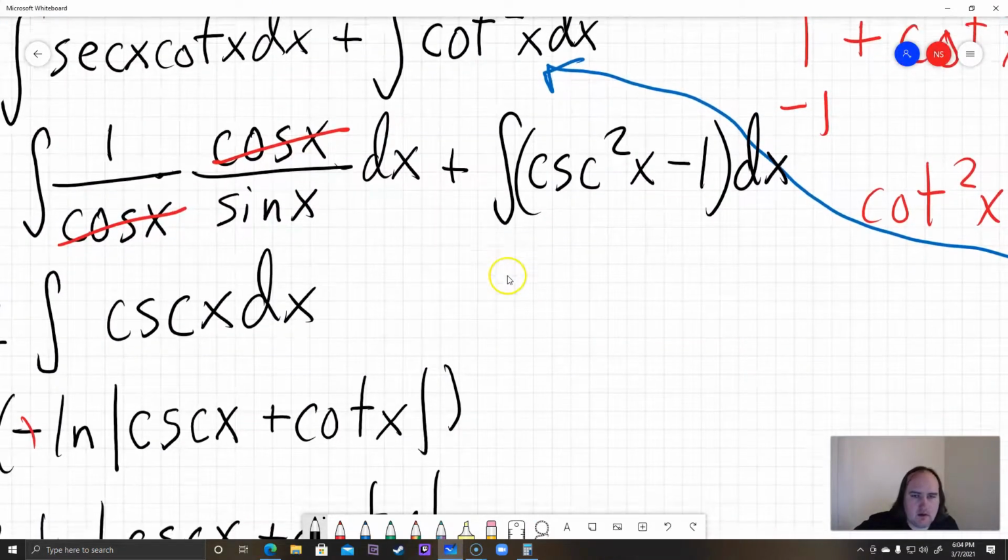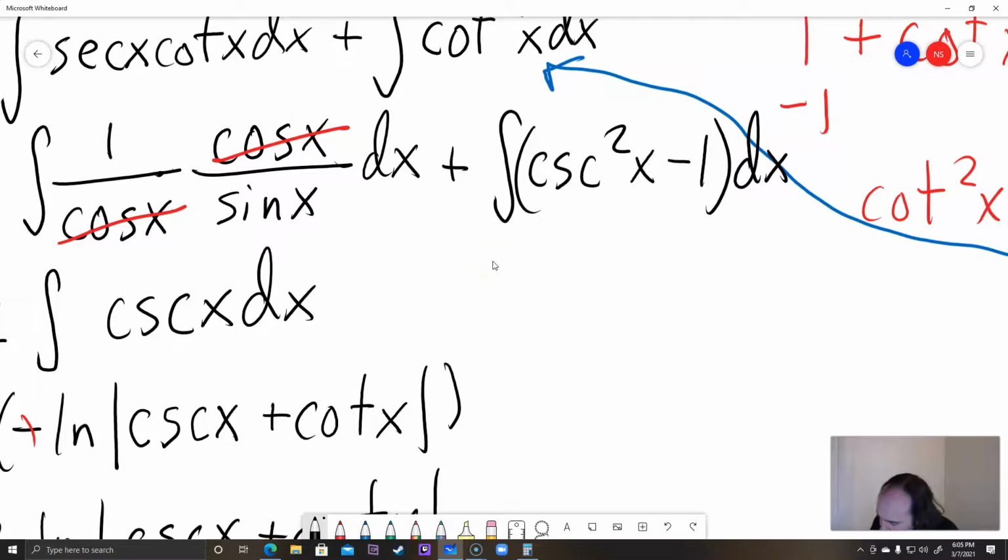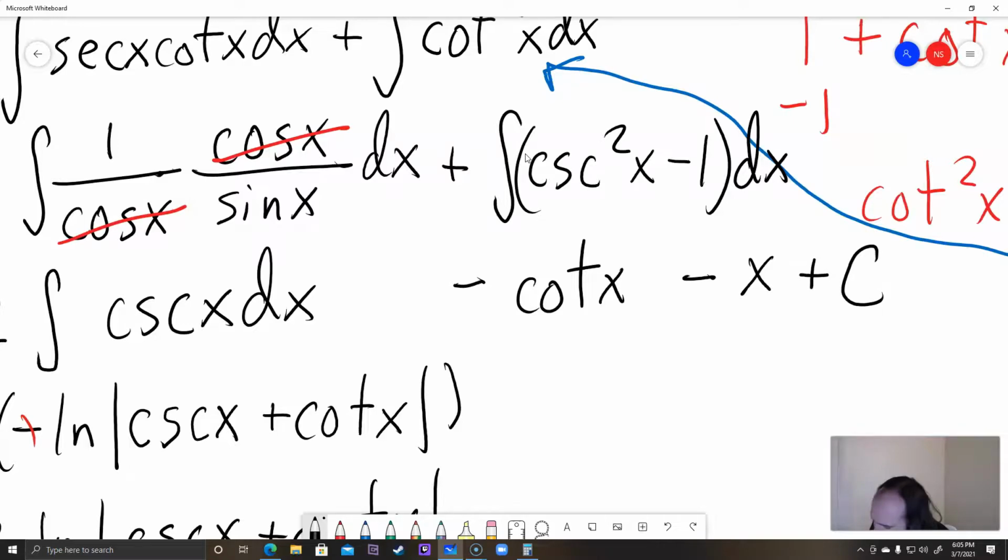So for our third integral, we're going to have negative cotangent of x, but then we also have to integrate the negative 1. Well, the integral of negative 1 dx, negative 1 is just a constant, is going to be negative x. So we're going to have negative cotangent of x minus x, and then of course we have to write plus c at the end, because this whole thing is an indefinite integral.